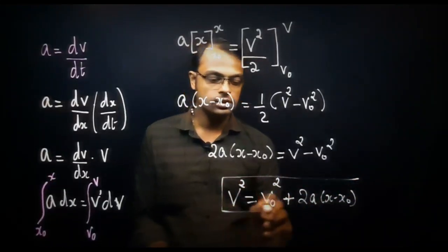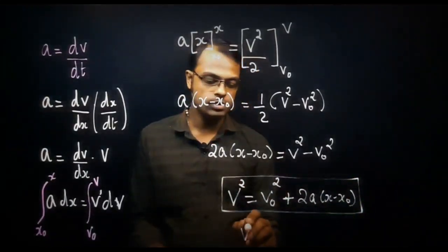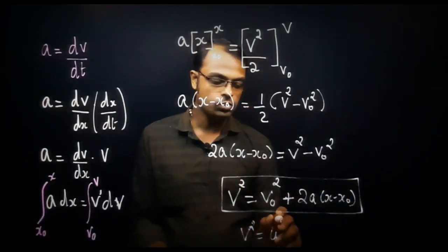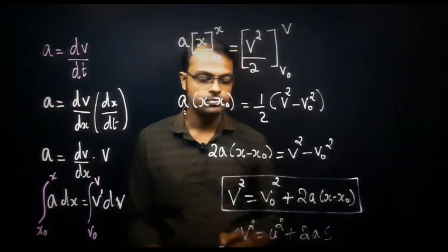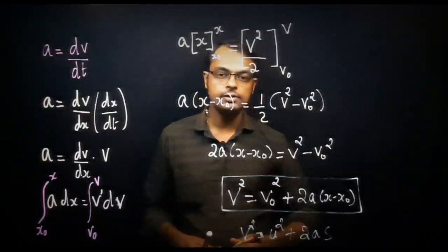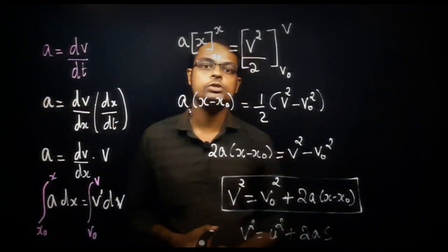This is the third equation of motion, same as v square is equal to u square plus 2as. Okay, I hope it is clear. So this is the third equation of motion.